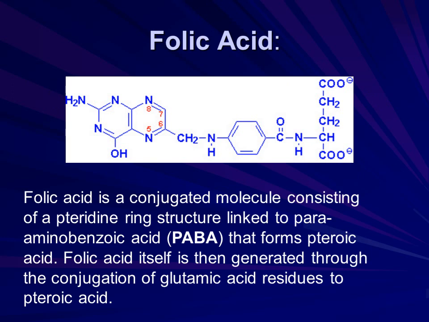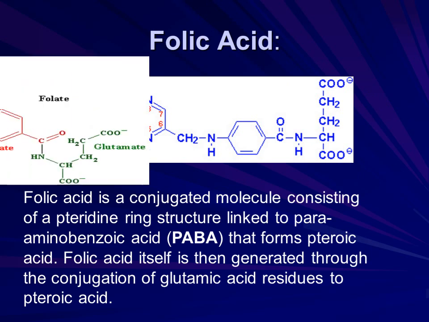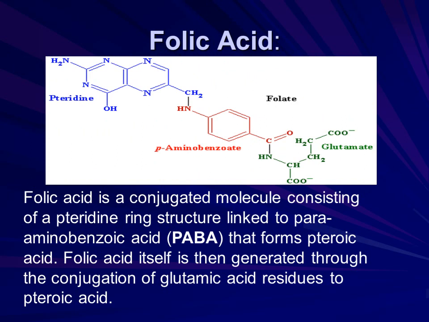Now folic acid. Folic acid is a conjugated molecule consisting of a pteridine ring structure linked to para-aminobenzoic acid. This will form pteroic acid, and then pteroic acid is conjugated with glutamic acid to form folic acid. So folic acid results from conjugation of a glutamic acid residue with pteroic acid.